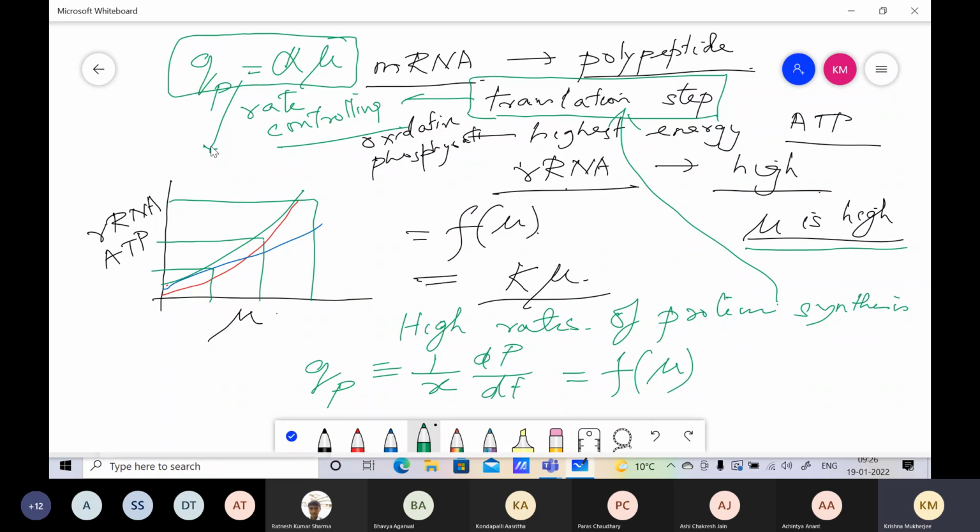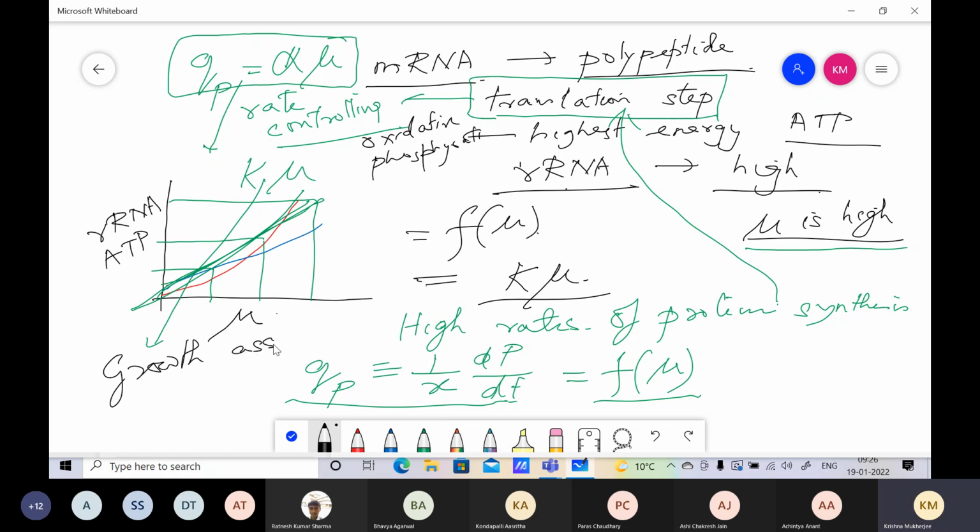This is the simplest expression that biologists could think of, that QP is proportional to mu. This is a straight line, approximately, and therefore QP, which is defined by rate of product formation, is a function of mu. And if this function can simply be written as K into mu, then such functions have a given name in biology. Biologists call it growth associated product formation kinetics. Have you heard this term?